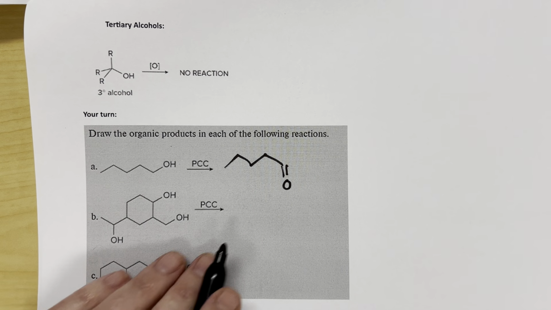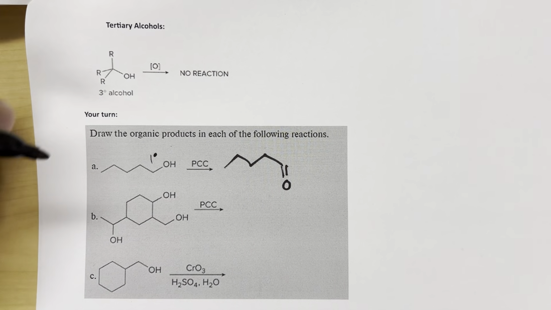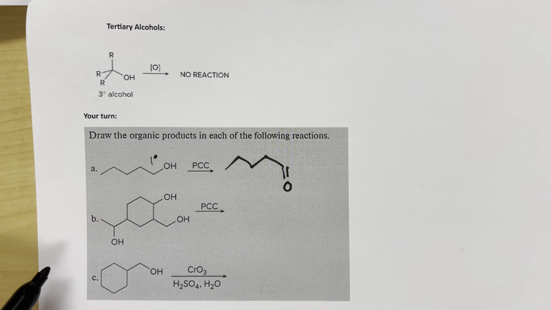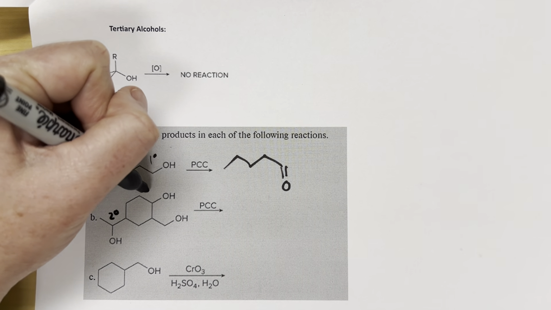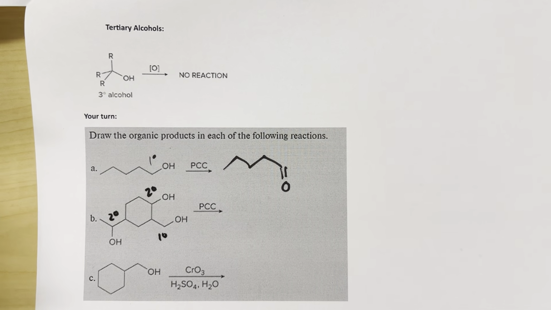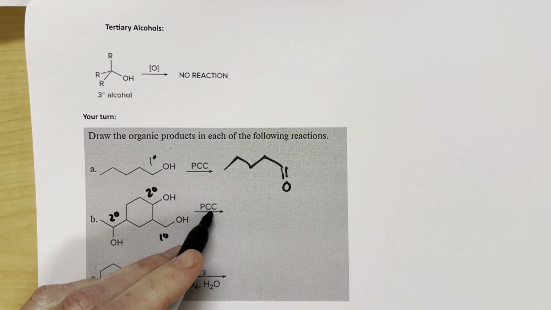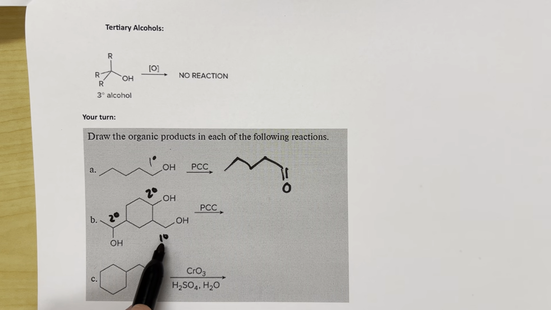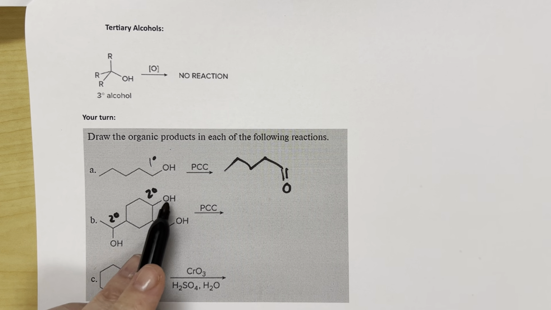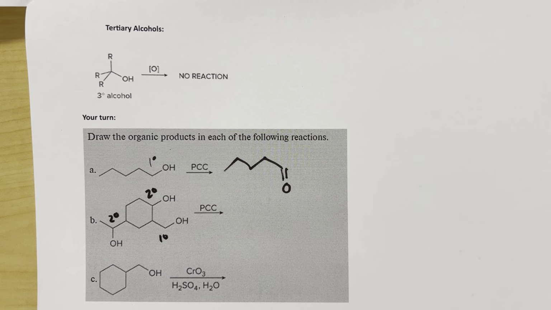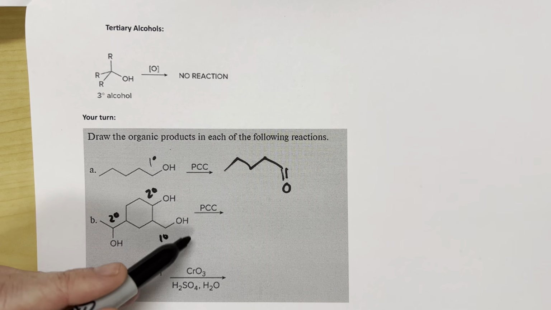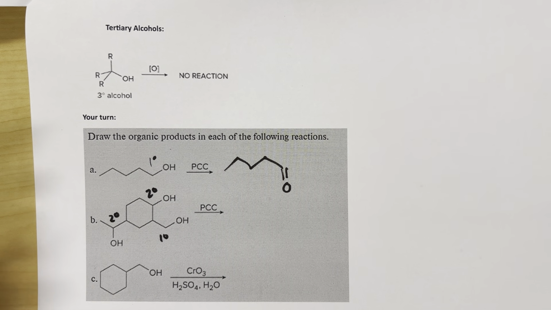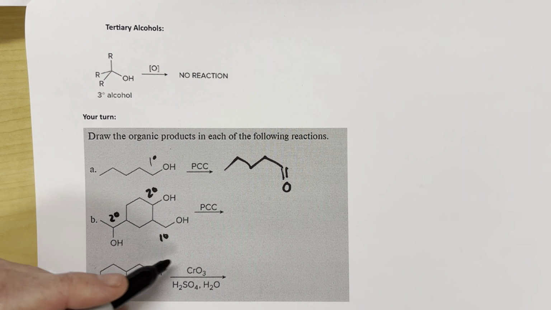All right, this is really good because it's really going to test whether you got this down or not. Here we have a secondary. Here we have a secondary. And here we have a primary. Okay. If you remember, primary with PCC will turn it into the aldehyde. Secondary will turn it into just a ketone, a double bond oxygen, and this will also be a double bond oxygen. The only thing you could do differently here is if you turn this into a carboxylic acid using that sodium dichromate or potassium dichromate or the chromium 6 oxide.